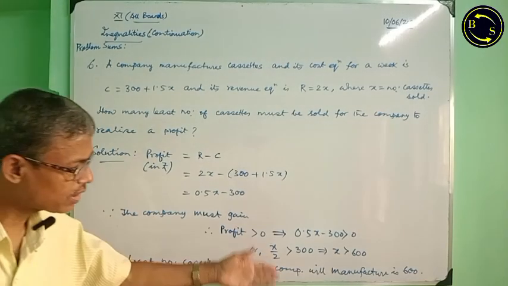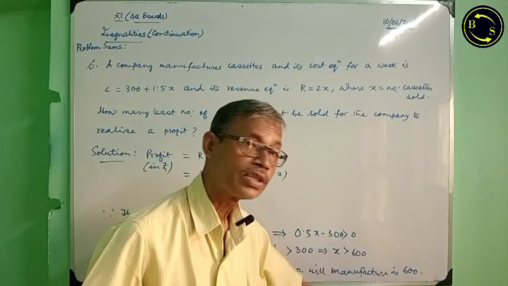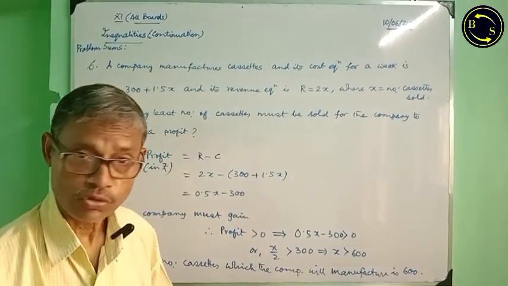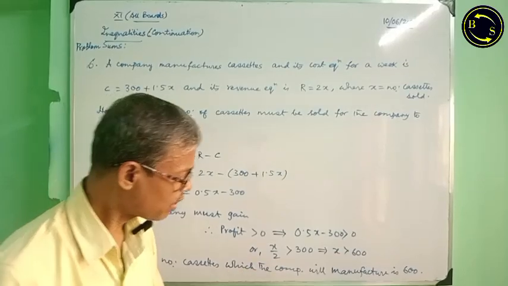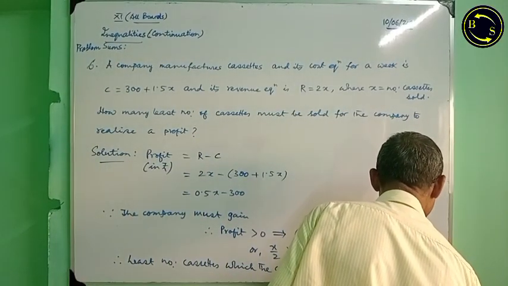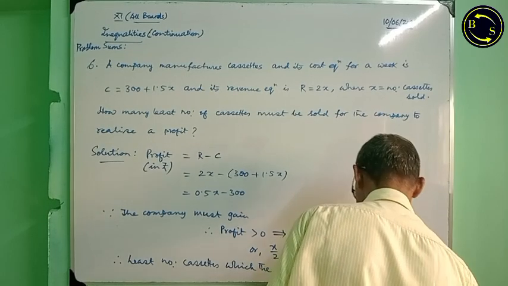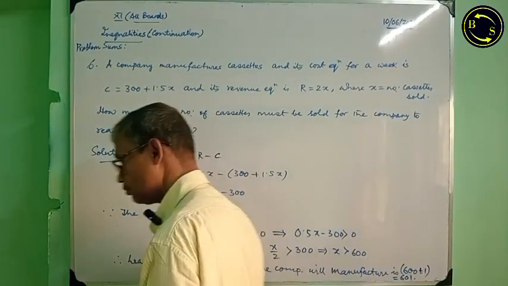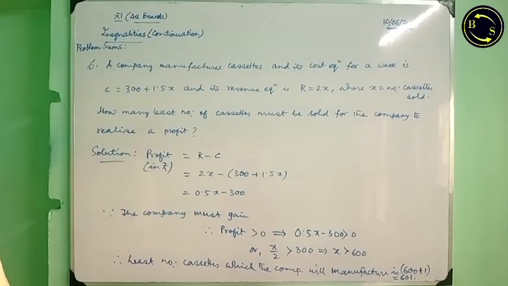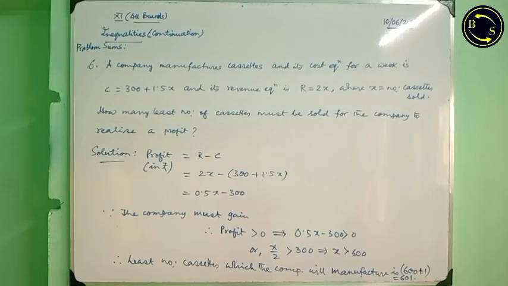As x is greater than 600, we may say that it should be 600 plus 1. That means x is greater than 600. Because the number of cassettes will not be a fraction, the least number of cassettes will be 601.